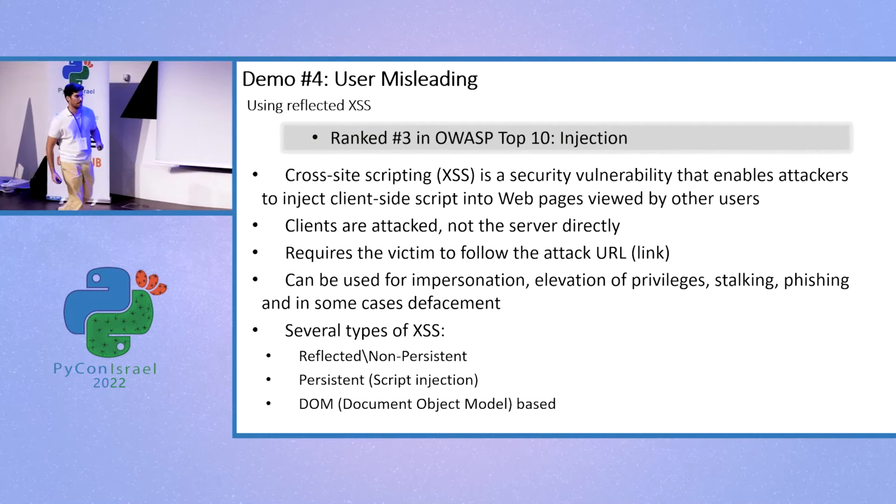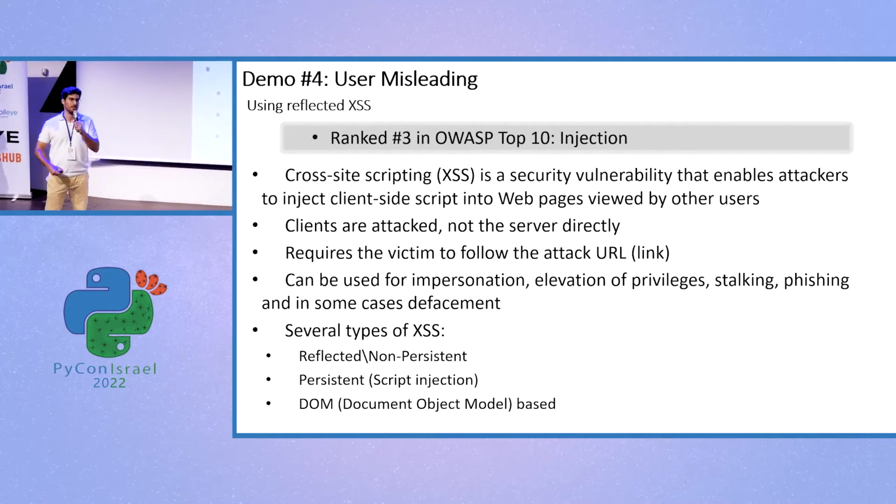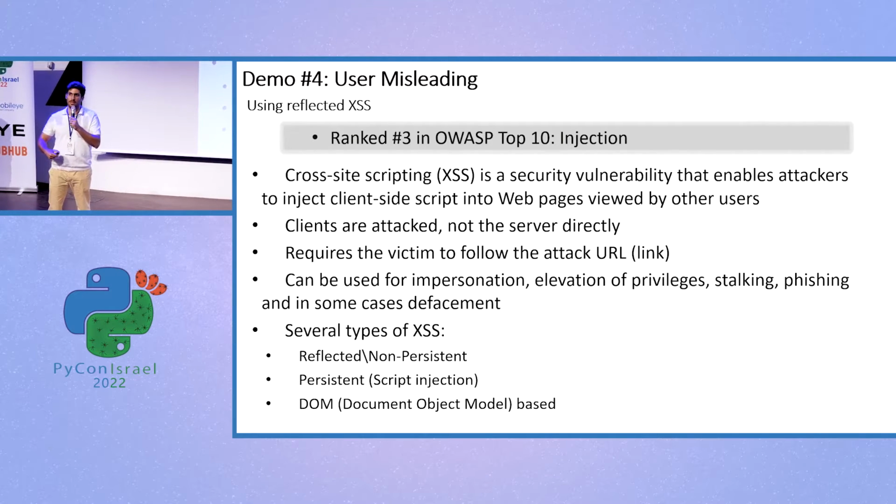Thank you, Gil. The next demo we are going to show you is how to mislead the user. We are going to attack the user instead of the server, and we are going to do this with a vulnerability called cross-site scripting. Cross-site scripting, or XSS, is very similar to SQL injection. It's also an injection type vulnerability, but instead of attacking the server, we actually attack the user. An XSS happens when attacker-controlled data is mixed with HTML, and then the attacker can control the HTML and the JavaScript that the user sees.